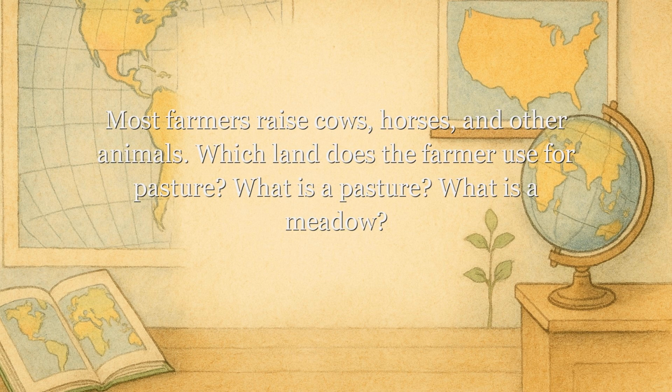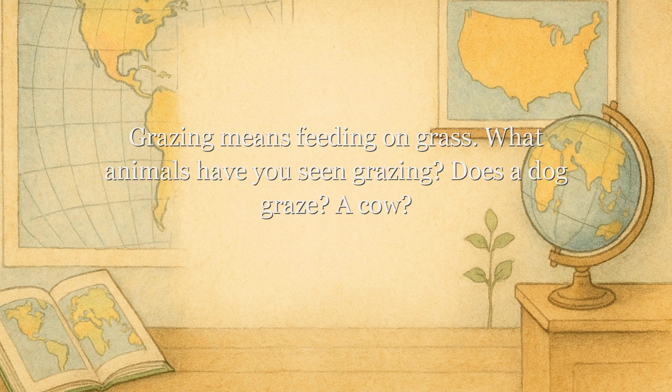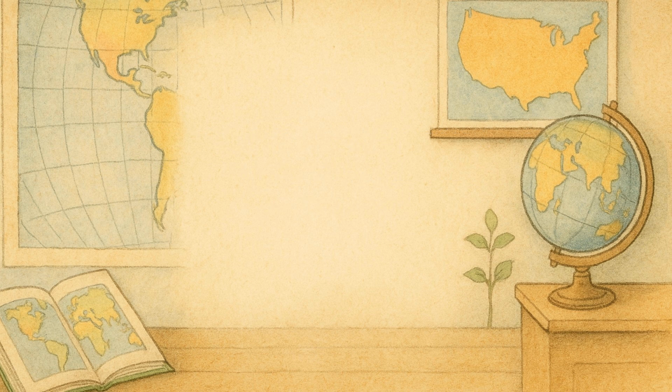Which land does the farmer use for pasture? What is a pasture? What is a meadow? Grazing means feeding on grass. What animals have you seen grazing? Does a dog graze? A cow?